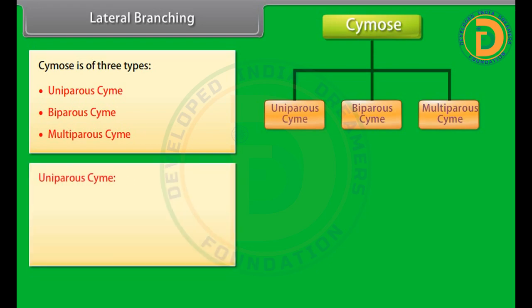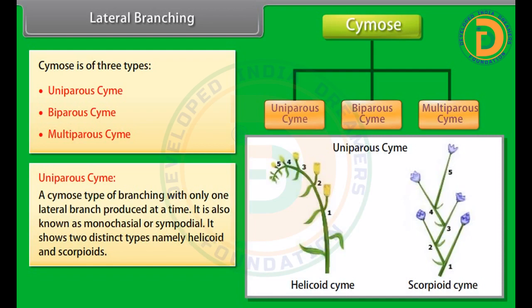Uniparous-chyme. A chymose type of branching with only one lateral branch produced at a time. It is also known as monochasial or sympodial. It shows two distinct types, namely helicoid and scorpioid.